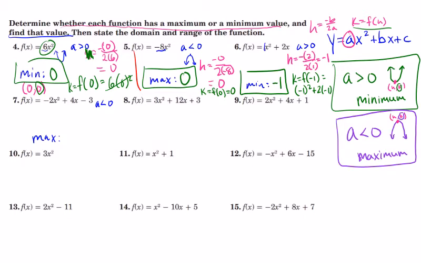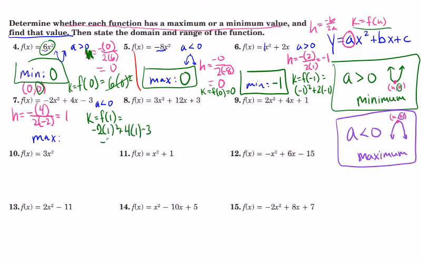So for number 7, let's find h. So h equals negative b over 2a. b is positive 4 here, and a is negative 2. And so we end up with negative 4 over negative 4, which is positive 1. So to find k, we're going to plug in 1 to the function, right? So it's going to be negative 2 times 1 squared plus 4 times 1 minus 3.